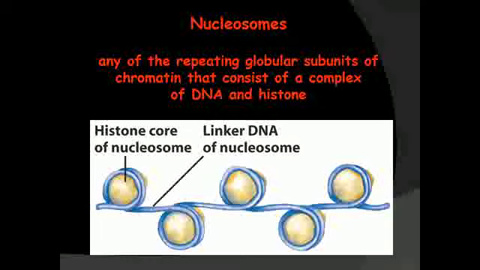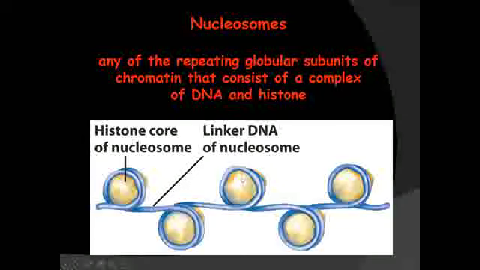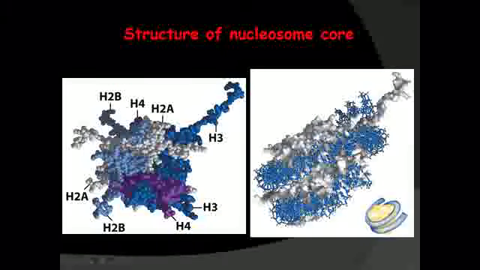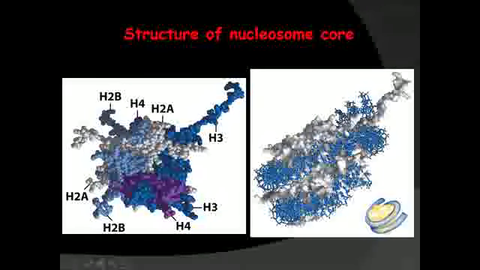These nucleosomes continuously join each other to form the structure which is called the beads on a string apparatus. The histone octamer consists of 8 histone proteins, two each of H2A, H2B, H3, and H4.